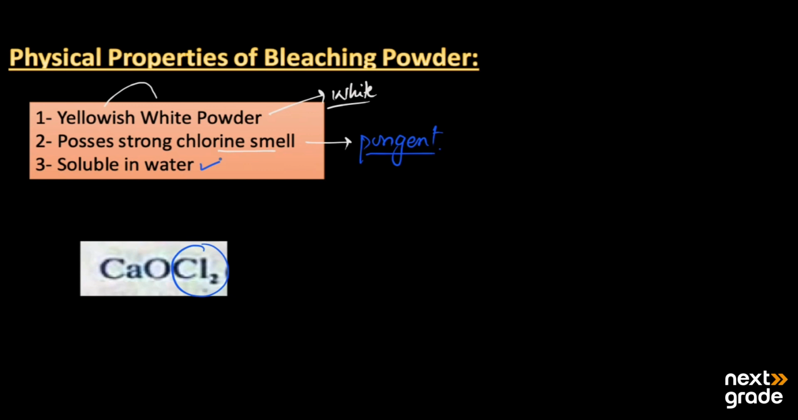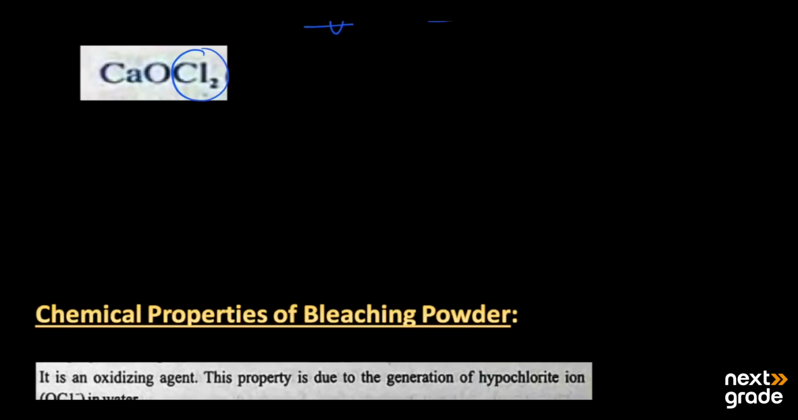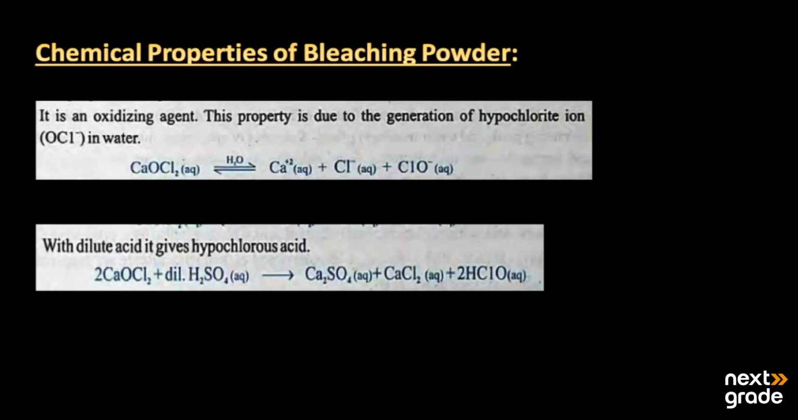On the other hand, bleaching powder should always be packed in an airtight container, because if it is in an open atmosphere, then there will be a loss of chlorine. So to avoid the loss of chlorine, we must pack it in an airtight container. After these physical properties, we have its chemical properties.